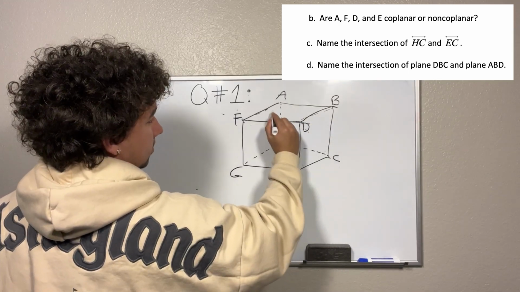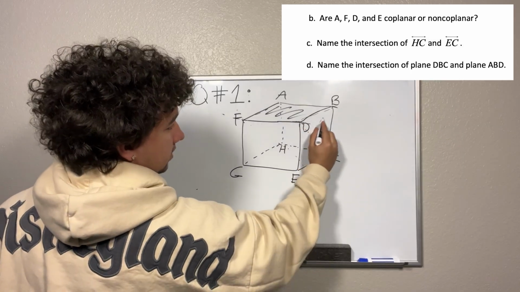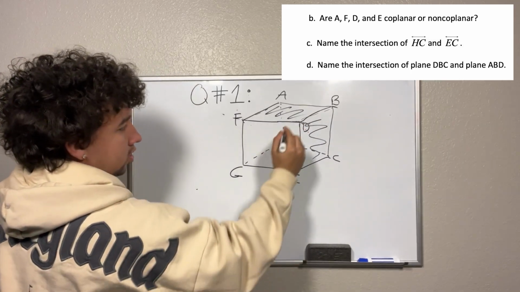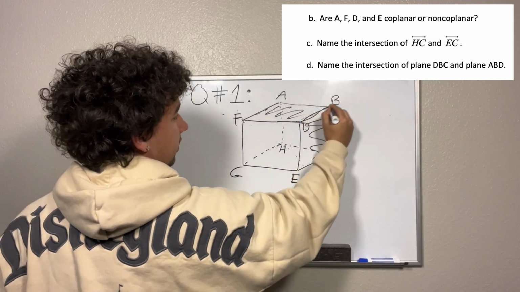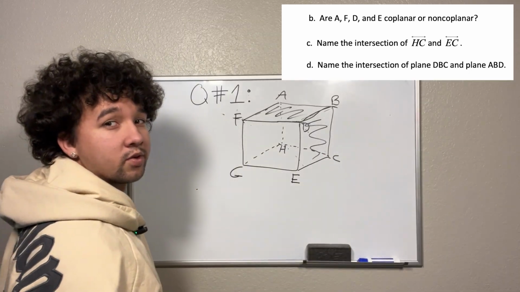ABD is gonna be this one up top right here. DBC is just gonna be this one on the side right here. Where are they touching? They're touching perfectly right here. Segment DB would be the answer for that one.